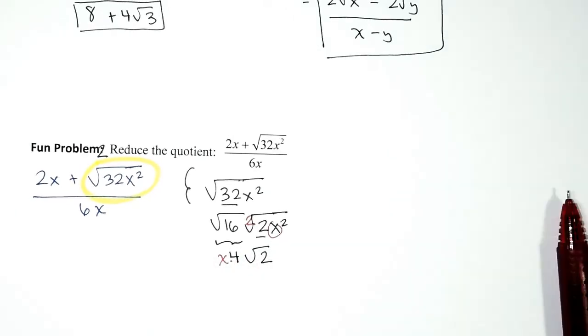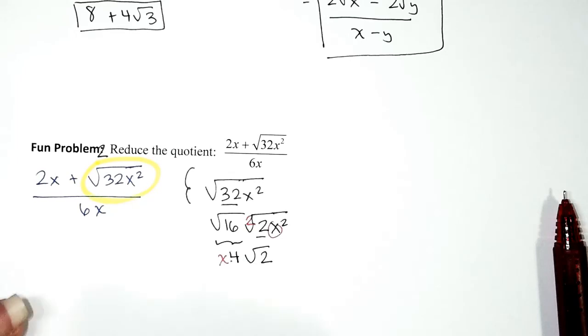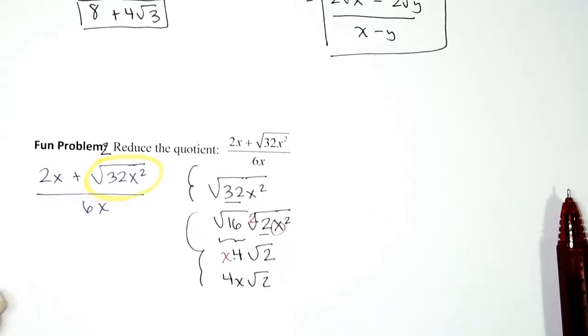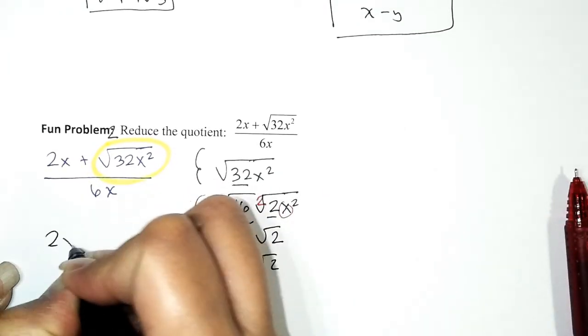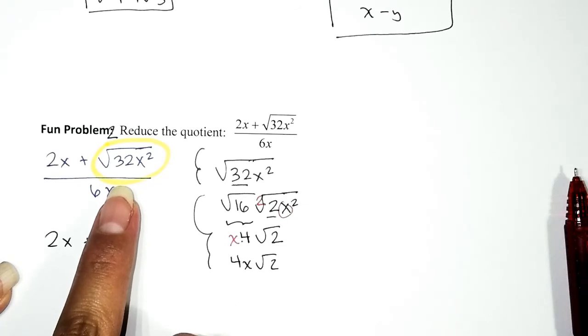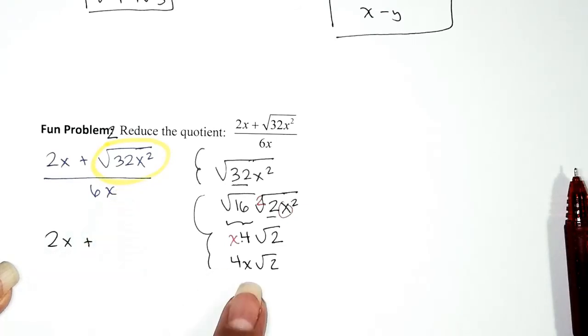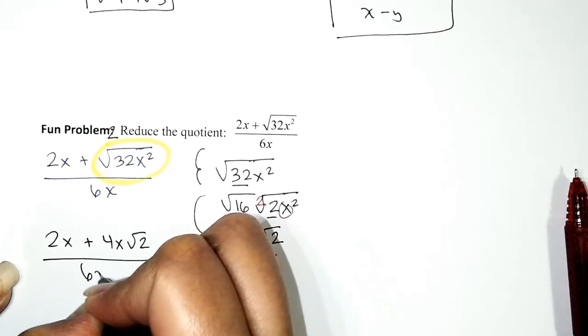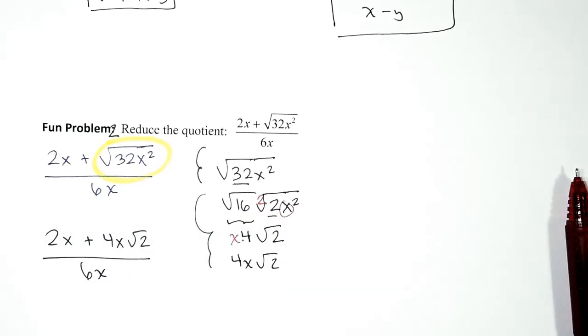Let's clean this up so it looks aesthetically pleasing. That will leave us with 4x times the square root of 2, and let's bring that to our solution. So we have 2x plus the square root of 32x squared, which thanks to our hard work simplified to 4x times the square root of 2, and that's all over 6x. The direction said reduce this, so we're supposed to reduce it. You can reduce it however you like.